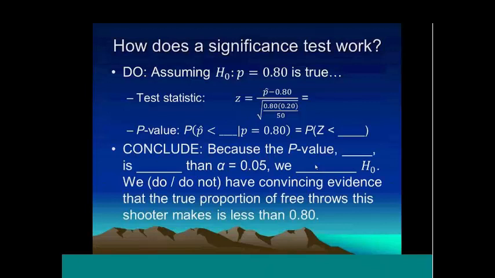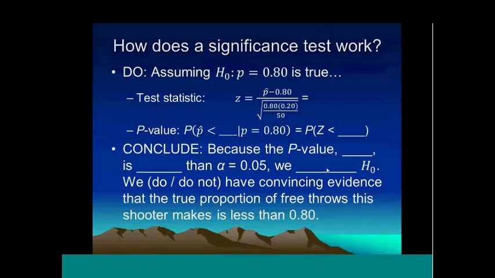And then we would draw our conclusion based on the p-value that we got. I've actually put the template here because this is what I'm trying to give my students as a helpful way to fill in the blanks. So the first part of the conclusion is, because the p-value, whatever we just got up here, is greater than or less than alpha equals 0.05, we either reject or fail to reject the null hypothesis.